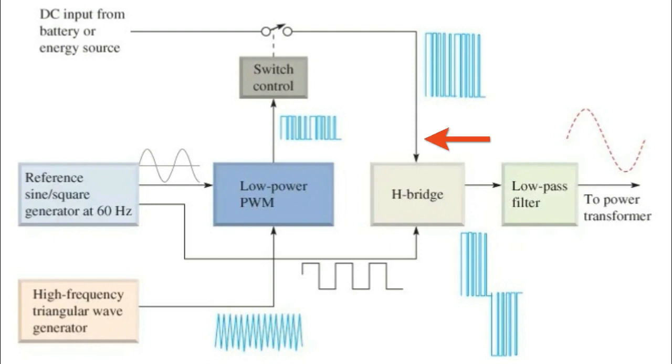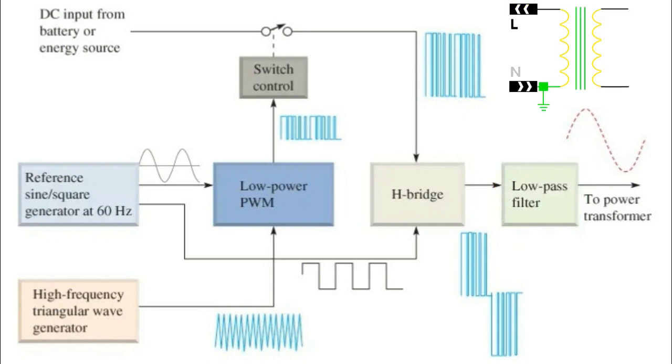The PWM voltage and the 60 Hz square wave are inputs to the H-bridge. The output of the H-bridge is an alternating PWM voltage. The filter converts the alternating PWM voltage to a utility-quality sine wave that goes to a transformer that steps it up for use by the load.